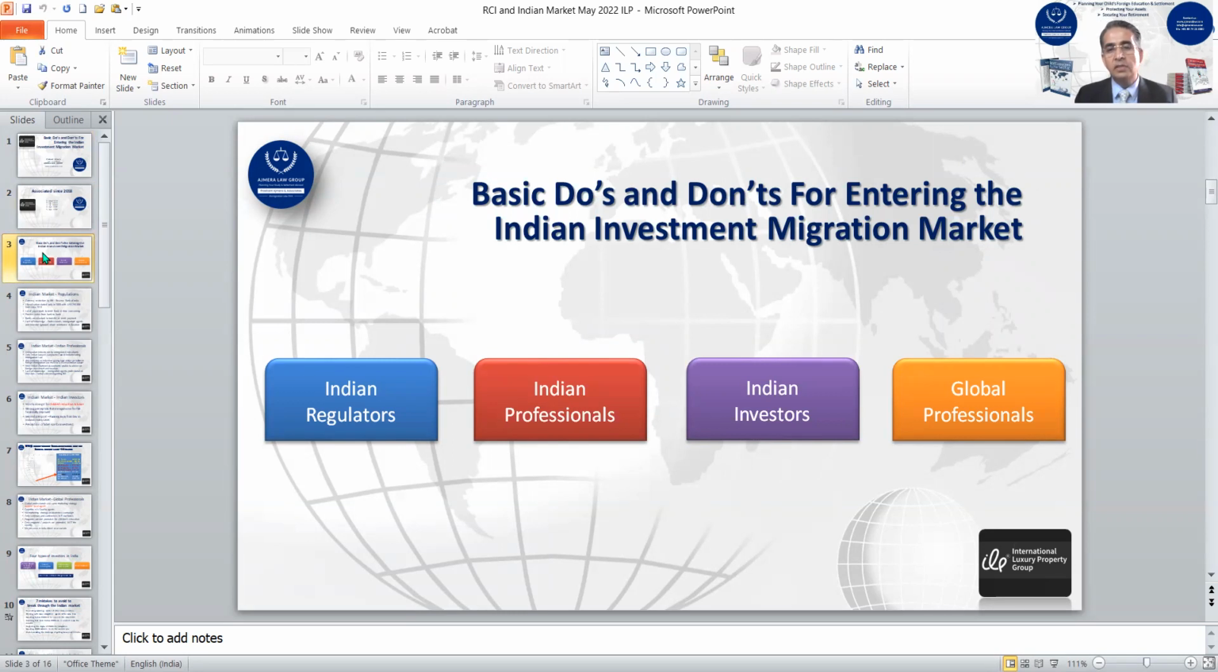As we all know, like in any other market, the Indian market has 4 players. One is the Indian regulators or government regulations, then Indian professionals, Indian investors, and global professionals, like many of you who are interested in entering the market, trying to enter it, or are already in the Indian market. I'm going to talk from these 4 perspectives: the pros and cons, what is happening, what the best practice could be, what should be avoided, and so on. This is my little experience of the last 30 years, which I've tried to put into this 30 minute presentation.